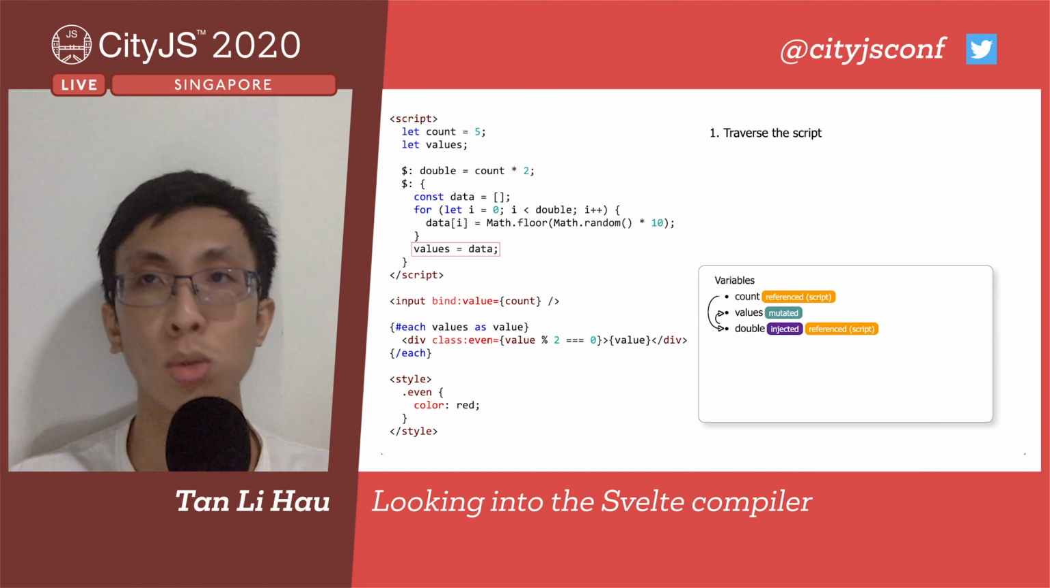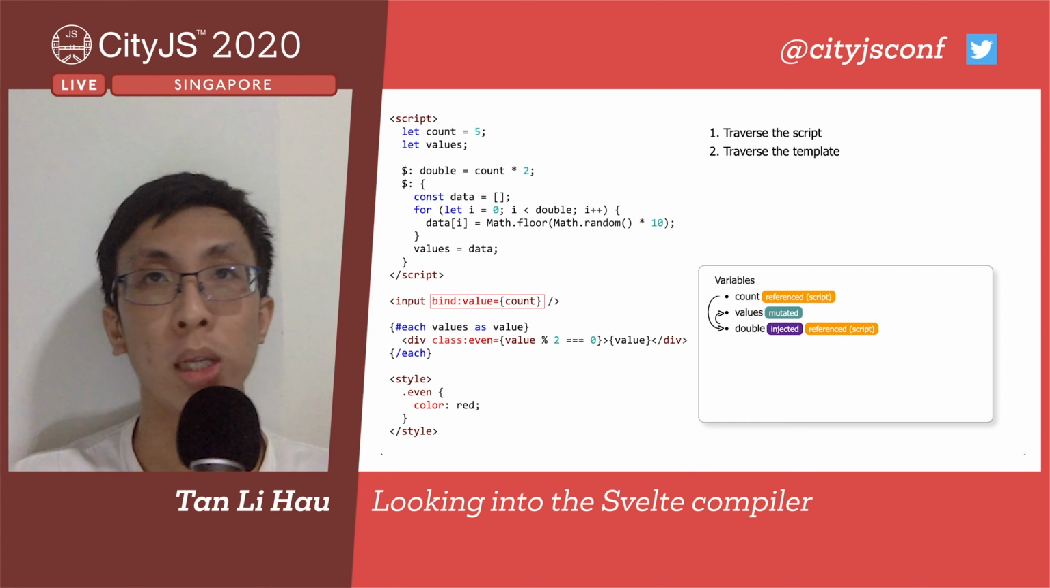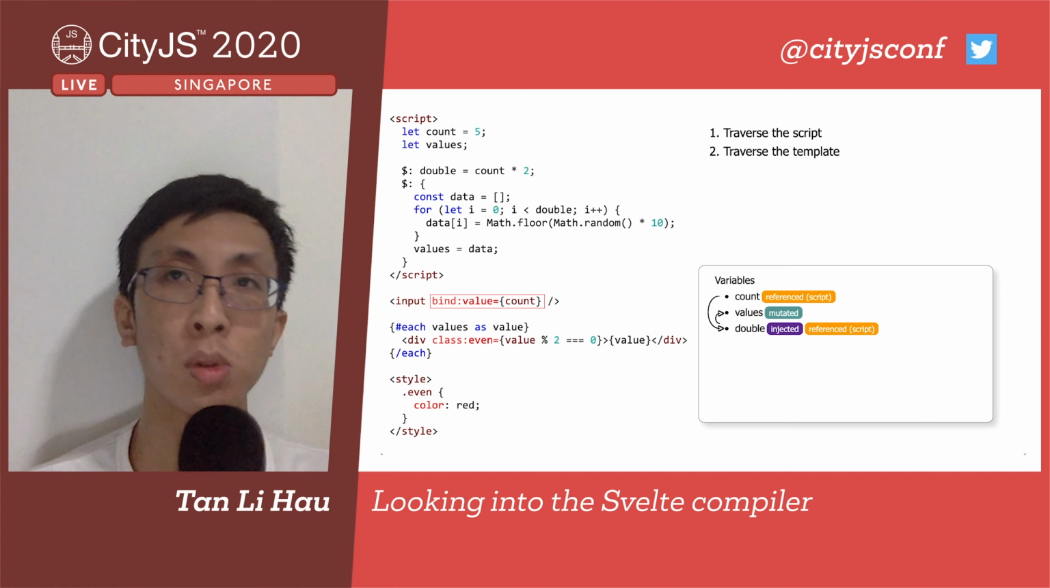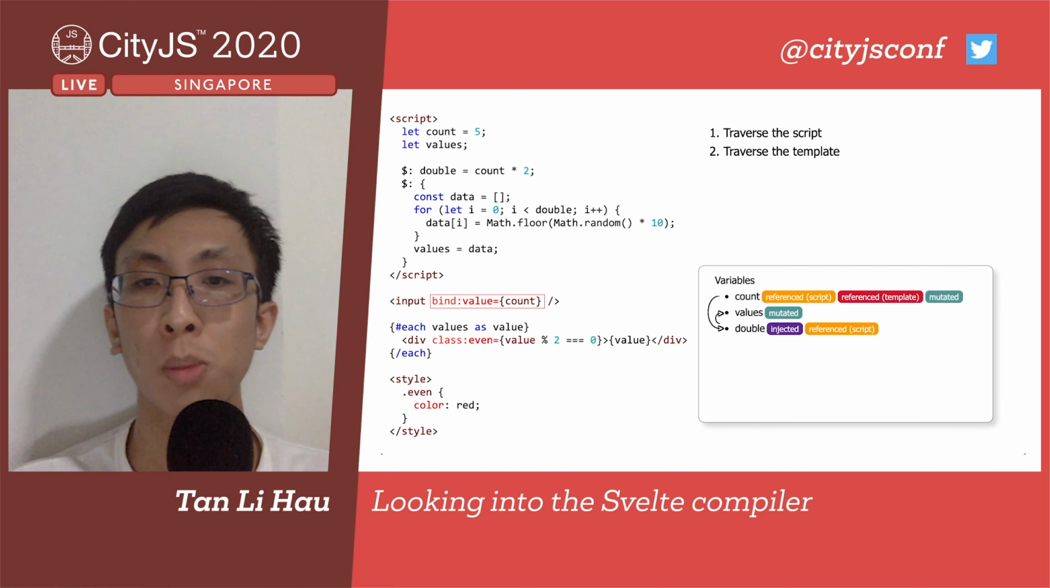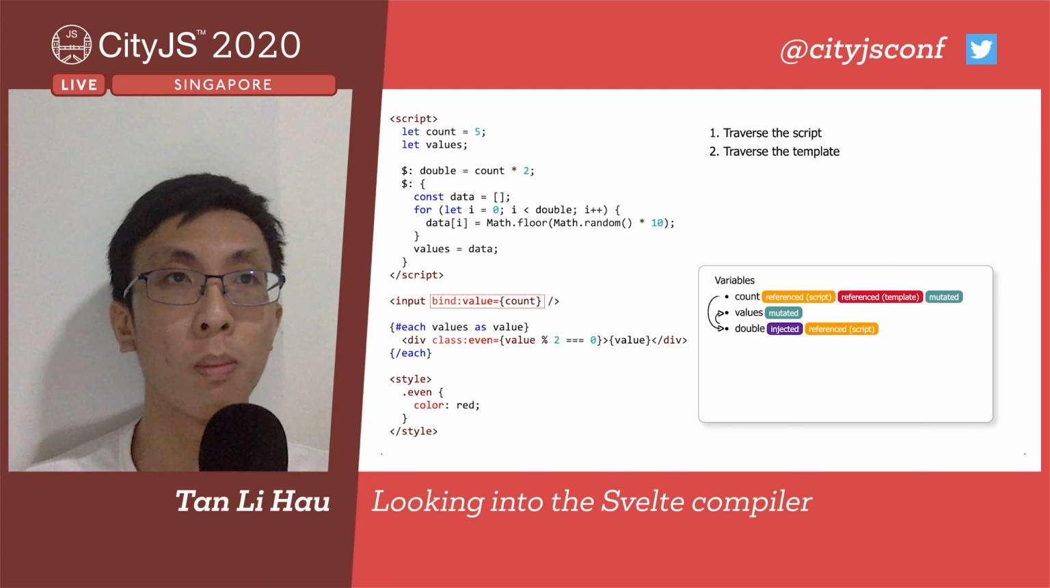The next step is to traverse the template AST. We start from the input element, which has a bind:value. Here we are binding the value of the input to the variable count. So we mark the count as reference from template and mutated.